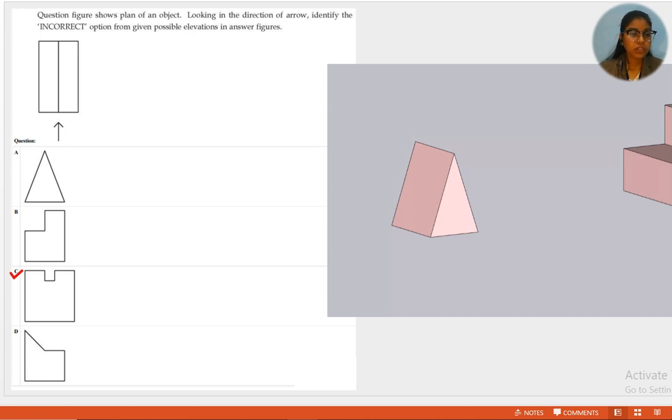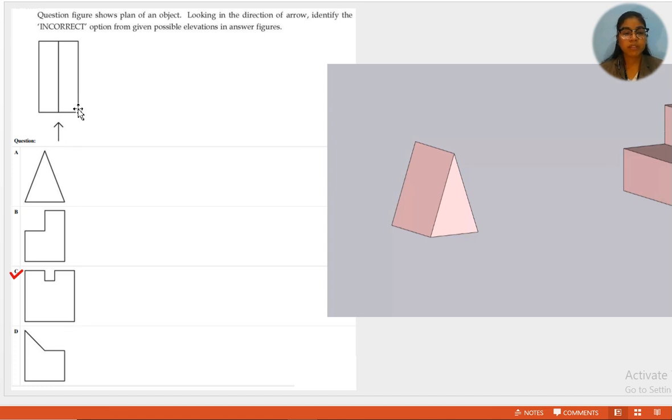So in the next question, what you have been given is a question figure that shows the plan of an object. Looking in the direction of the arrow, identify the incorrect option from the given possible elevations in the answer figure. You have to find the incorrect elevation option from the options given to you. This is your plan, which is given in the question, and these are the four elevations.